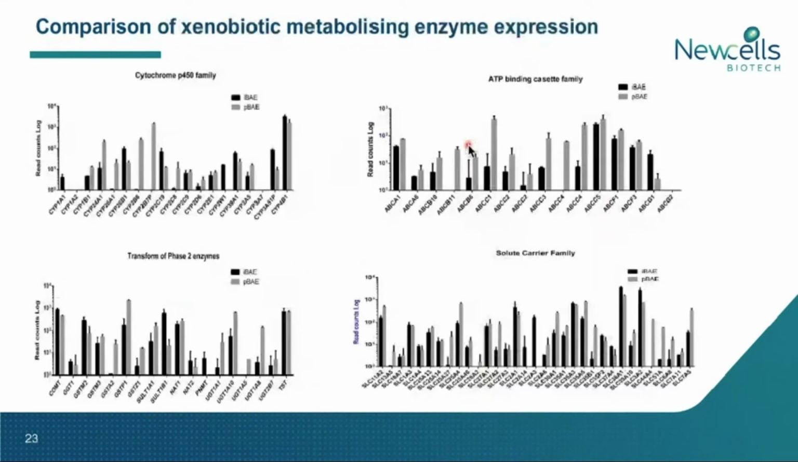But if we look at that in slightly more detail, we can see that the enzymes that we were particularly interested in, such as phase 1 CYPs, phase 2 transforming enzymes, we can see that with a few exceptions, there is a reasonable level of correlation between the expression of these enzymes. And the same occurs for ATP binding cassette family genes and other solute transporters. So, from those data, we feel relatively confident that the iPSC-derived constructs are going to be useful tools to understand xenobiotic metabolism in our lung model.